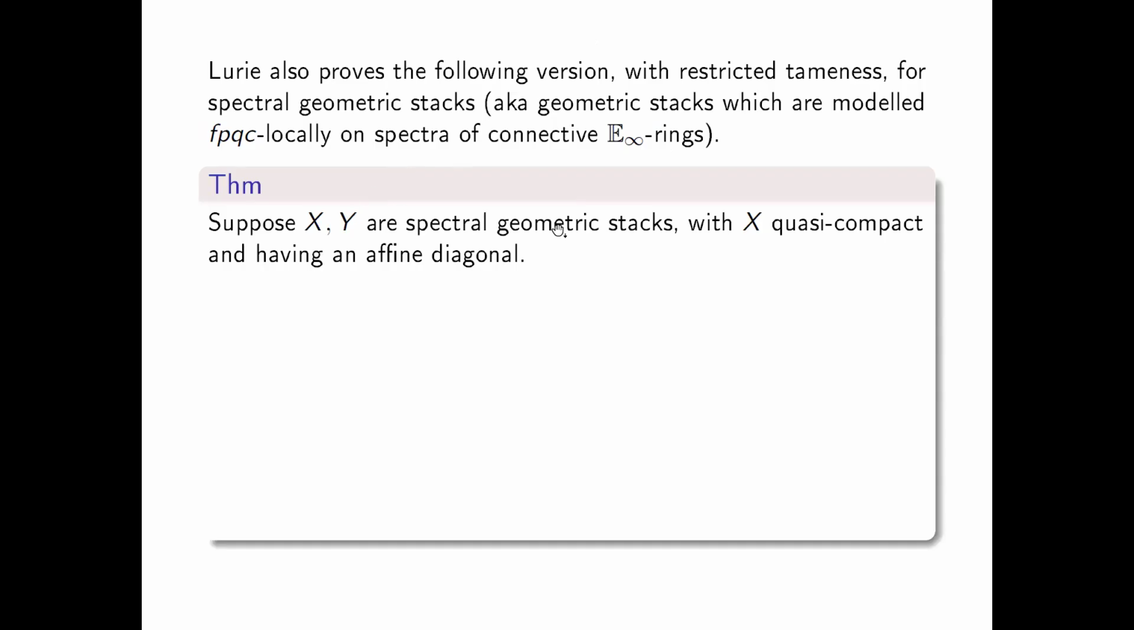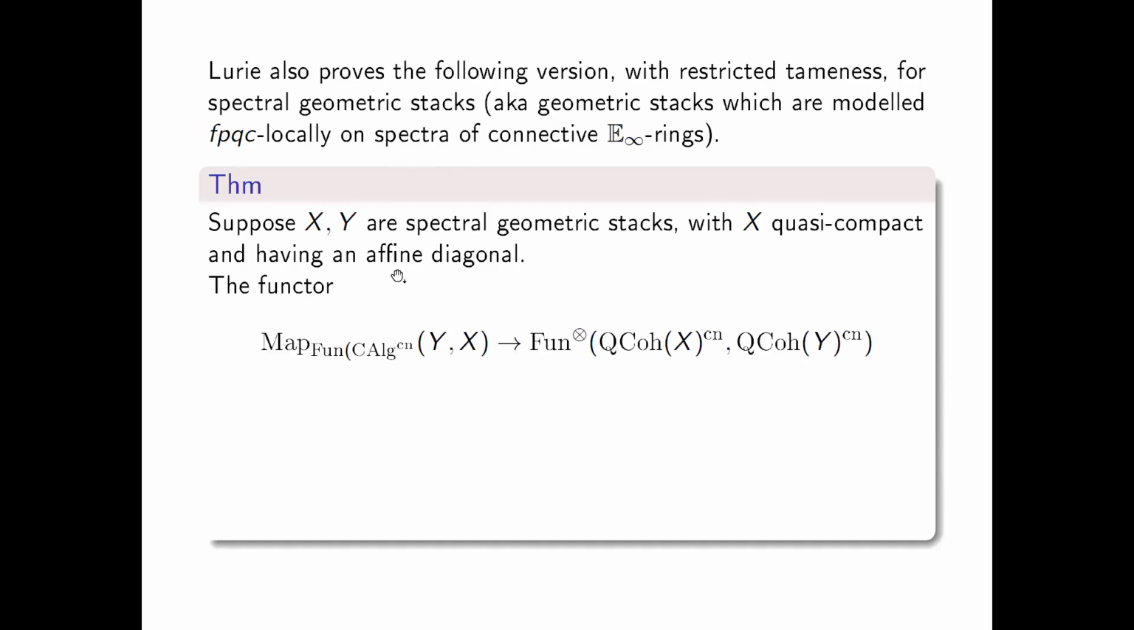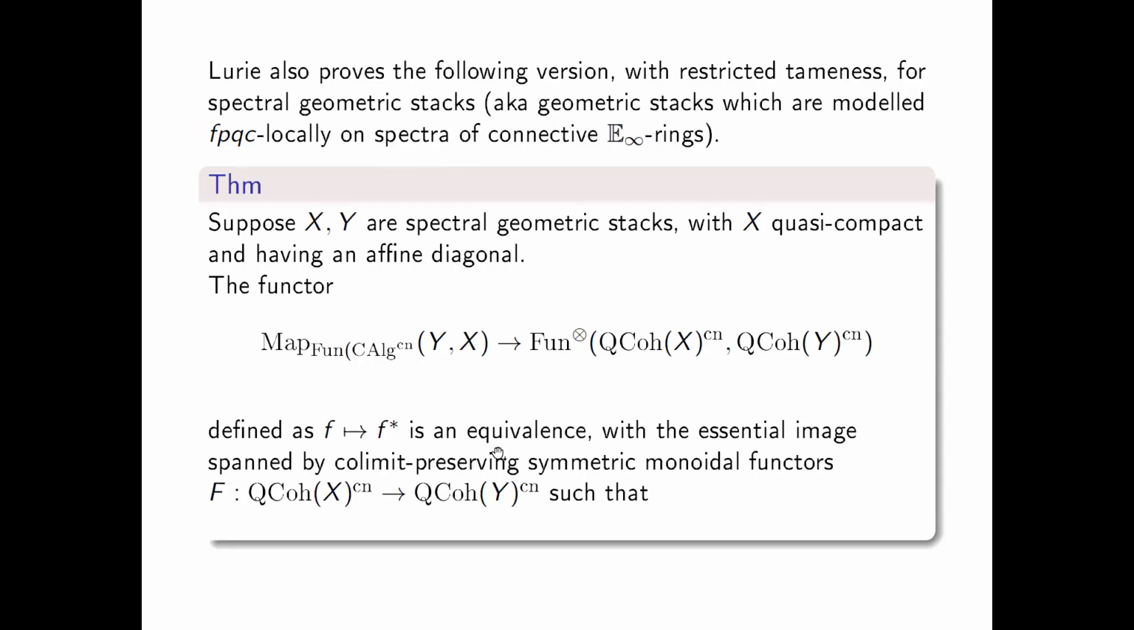So we start with spectral geometric stacks X and Y, with X being quasi-compact and having an affine diagonal. Then this map that we have, defined again by F goes to F upper star, is an equivalence with the essential image spanned by colimit preserving symmetric monoidal functors F, such that it sends flat sheaves to flat sheaves. So this gets rid of one of the tameness assumptions.